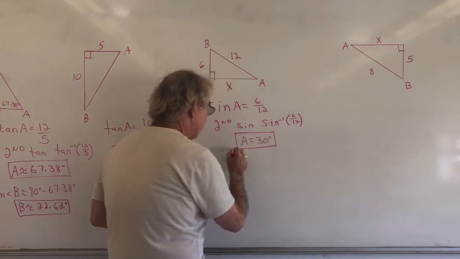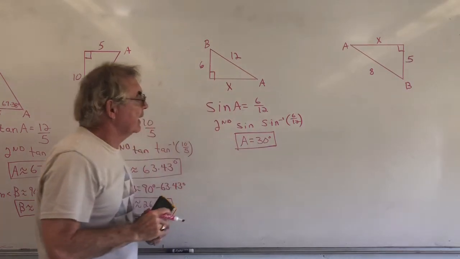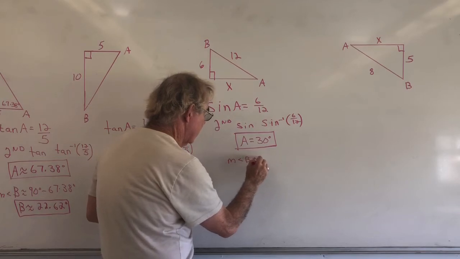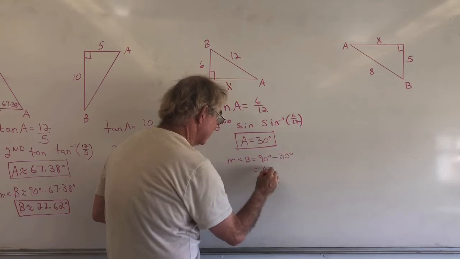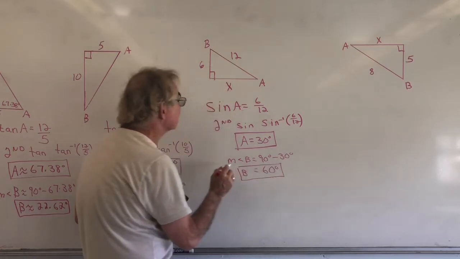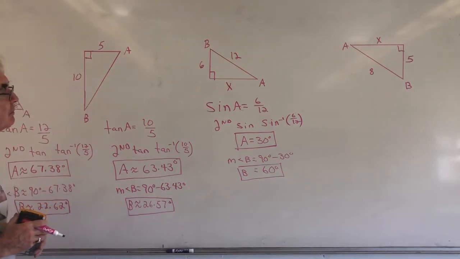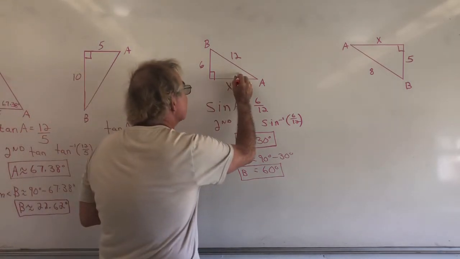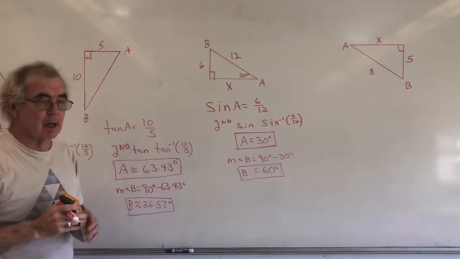Now, since angle A is 30 degrees, then angle B and A are complementary, so angle B would have to equal 90 degrees minus 30 degrees, or 60 degrees. So B is 60 degrees. Now, how do you want to find x? That's entirely up to you. Now that you know these angles, you could put 30 there, you could put 60 here. Up to you, there's so many options.